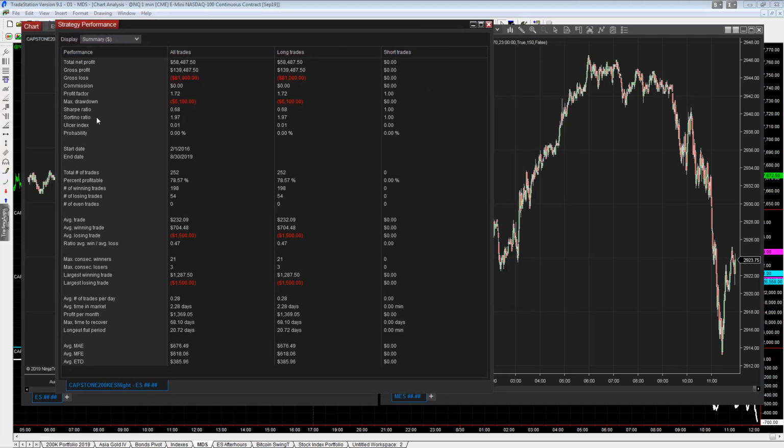Here is a back test going back to February 1, 2016. $6,100 worst case drawdown, 58,750. 78% of the trades are profitable, $232 average trade profit. Let's look at the analysis.